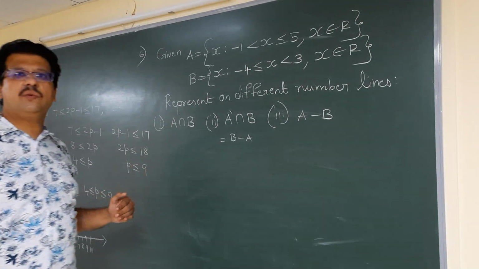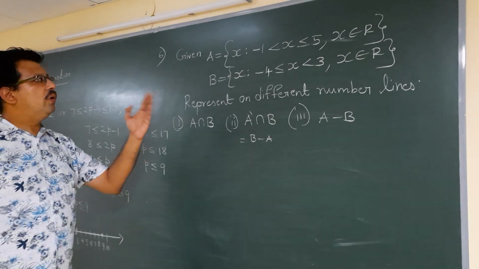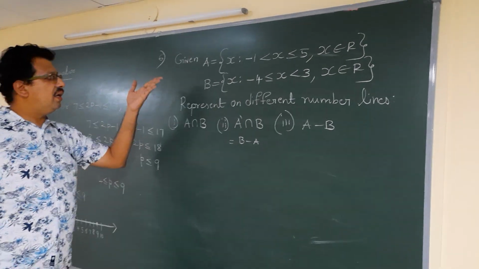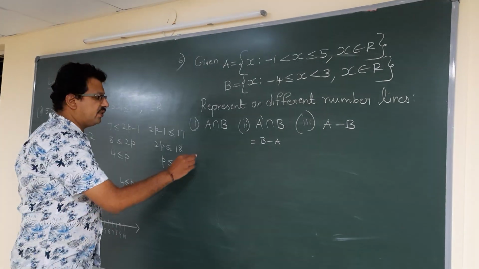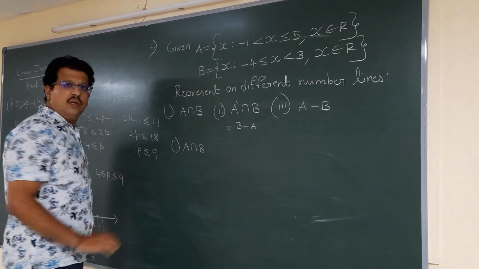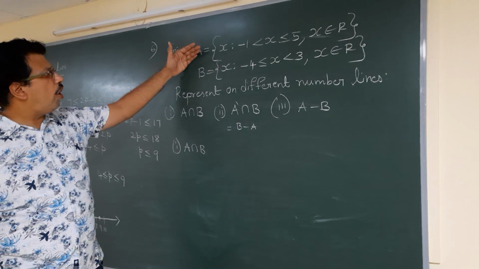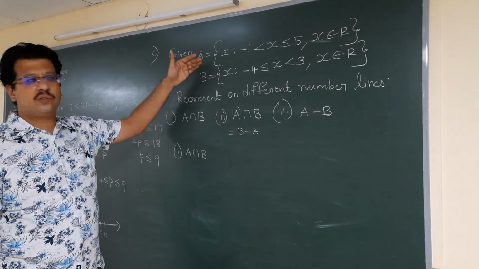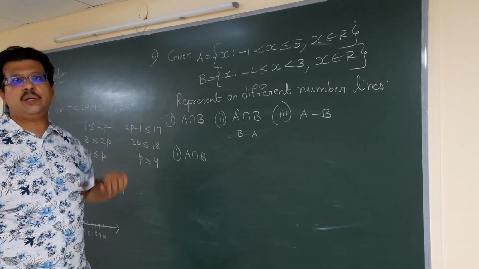I will be discussing with you one by one. So first you should know what A intersection B is. The first one is, see, A intersection B means the elements which are common from these two inequations. That is the meaning of A intersection B.